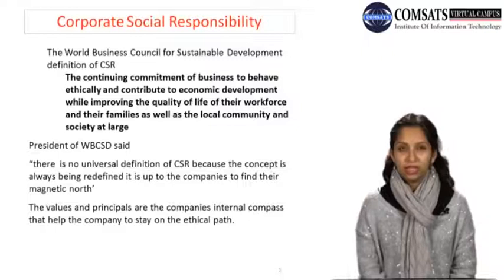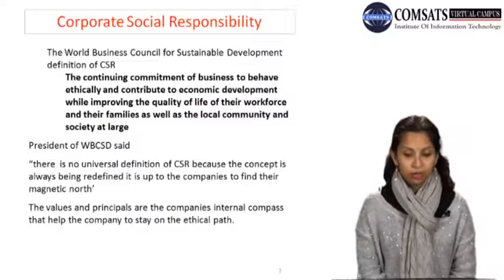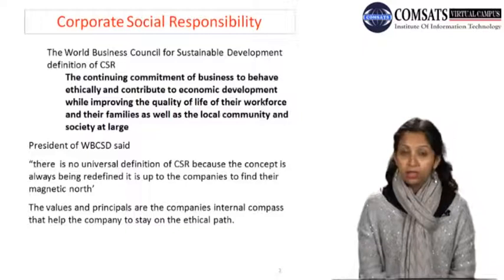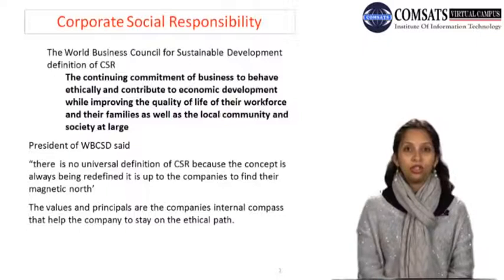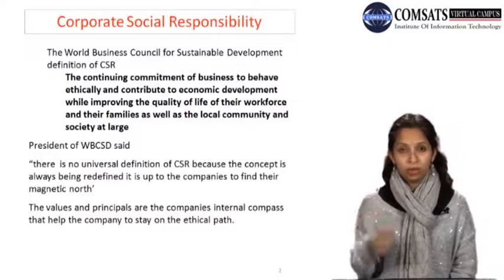The World Business Council for Sustainable Development came up with a very comprehensive definition of what corporate social responsibility is about. Corporate social responsibility, or CSR, is the continuing commitment of businesses to behave ethically and contribute to economic development while improving the quality of life of their workforce and their families, as well as the local community and society at large. This is a very comprehensive, all-rounded definition, which tells us exactly what it is, why it is important, and what is expected of corporations with respect to CSR.